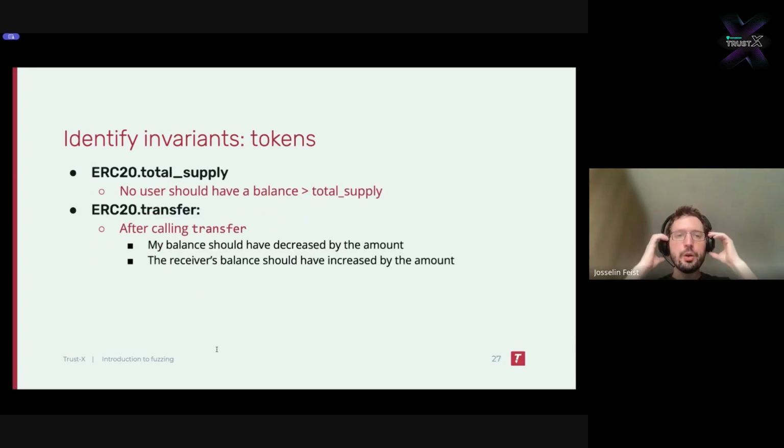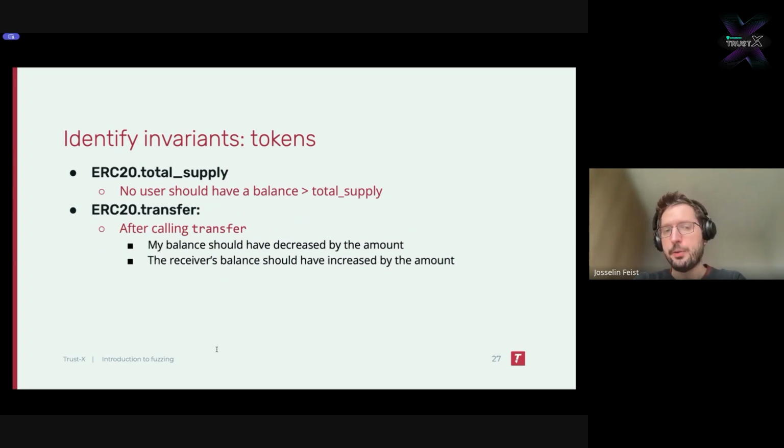If you have a contract like a token, the first one, the total supply, where the balance of a user should not be above the total supply, is the one we were seeing before. Again, pretty straightforward. Now you can also think about invariants related to specific functionality of the code base. And one example of that is the transfer function.